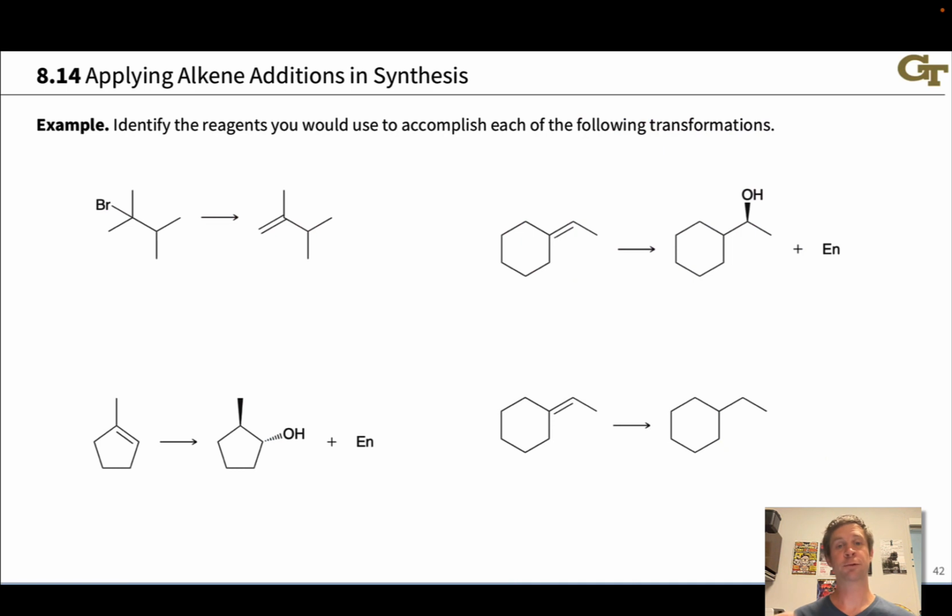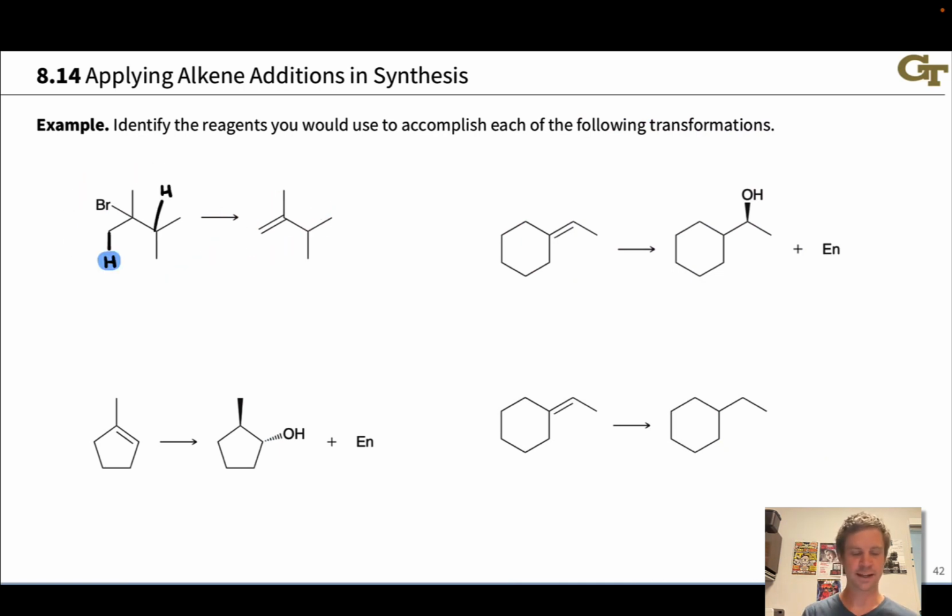Here we're asked to supply the reagents we'd use to accomplish each of these transformations, and this is a key skill in solving multi-step synthesis problems as well, knowing the actual chemical compounds that are needed to effect a transformation that you want to do in the midst of a multi-step synthesis. This first example is actually not an alkene addition, but an elimination. We're converting an alkyl halide into an alkene. That's the reverse of addition.